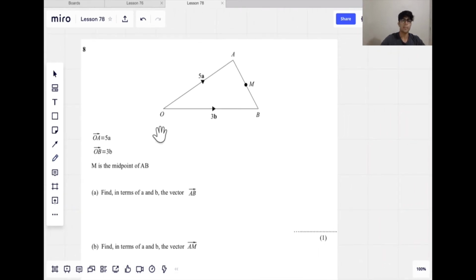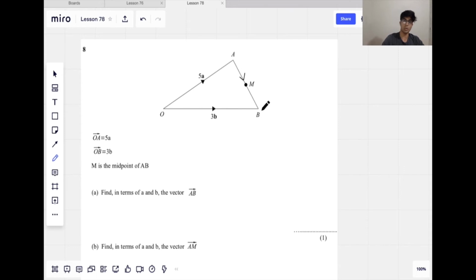Okay. The vector O to A is 5A, the vector O to B is 3B, M is the midpoint of AB. Find, in terms of A and B, the vector A to B. Okay, so the vector A to B is telling us to go from A to B, right? It's saying go like this. But how do we get from A to B? Well, we don't really know what this vector necessarily is. That's what we're being asked to find. So we can't do it directly.